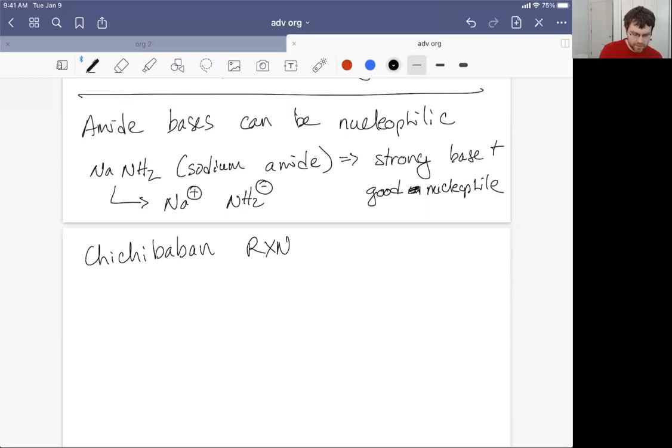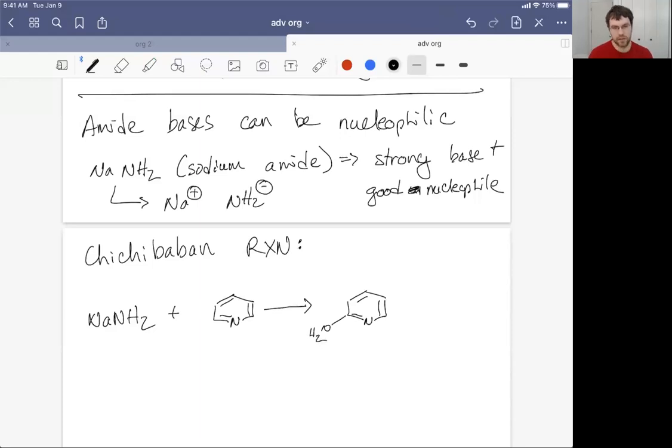In the Chichibabin reaction, what you do is you take sodium amide plus pyridine. I'm going to draw the double bonds configured this way in my pyridine. It really doesn't matter, but it'll help if we propose a mechanism. But what happens in this reaction is we're going to see the NH2 actually add to the ortho position of the pyridine to make a 2-aminopyridine.